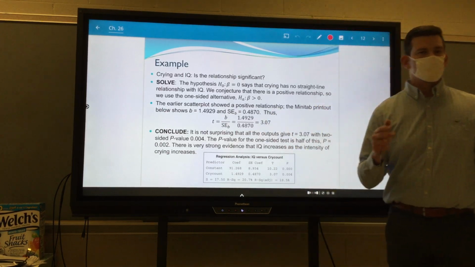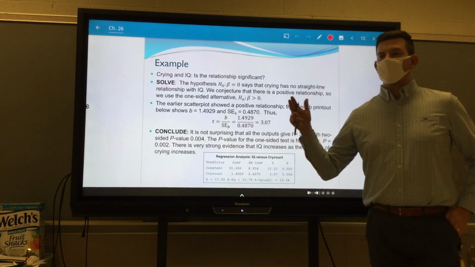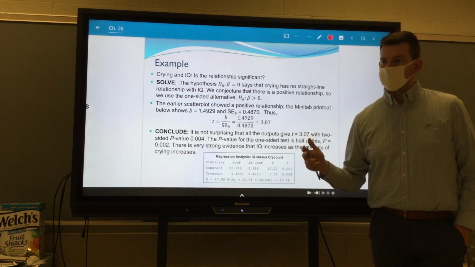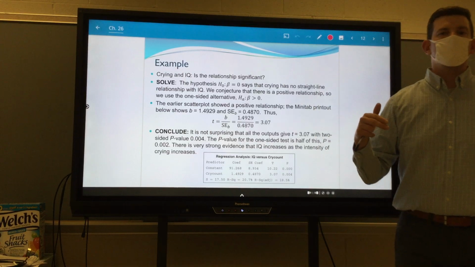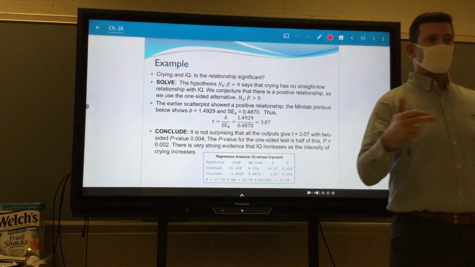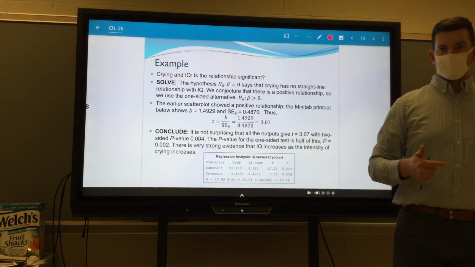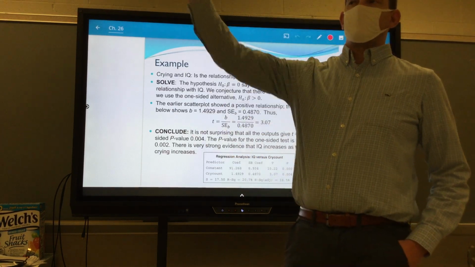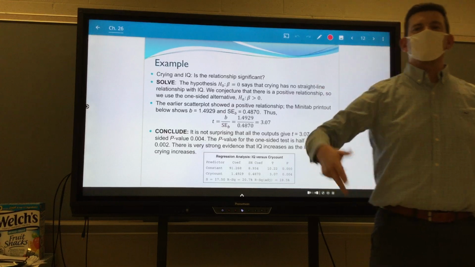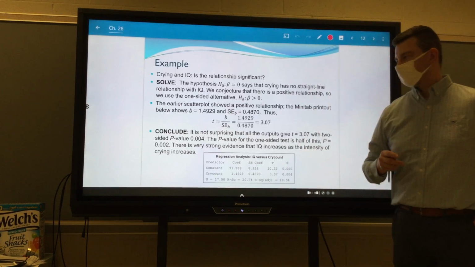Again, most of the time when you're doing linear regression analysis, you're going to have a one-sided alternative because you believe that you have a positive association or a negative association. Very rarely do you walk into this, let me throw it up against the wall, see what sticks. Is there any relationship, positive or negative?